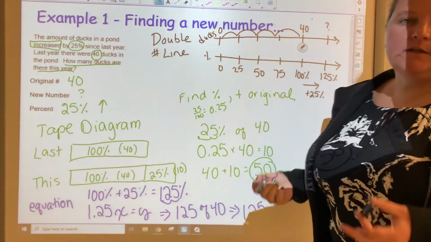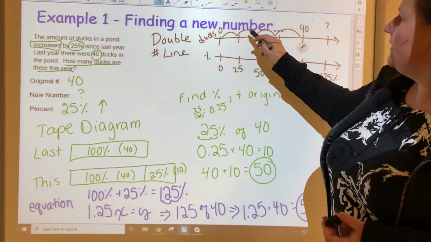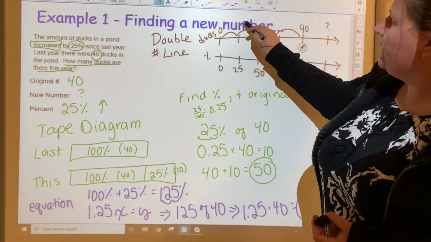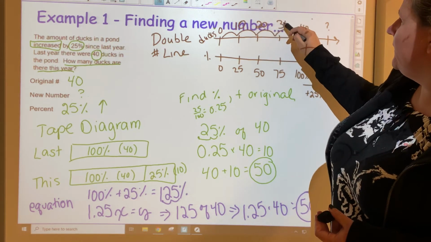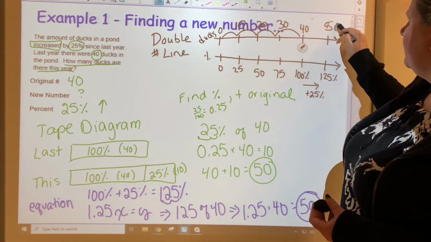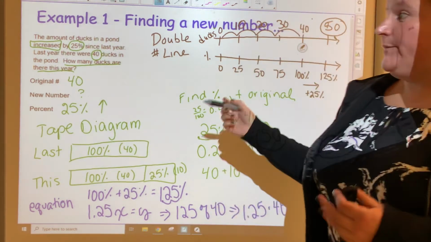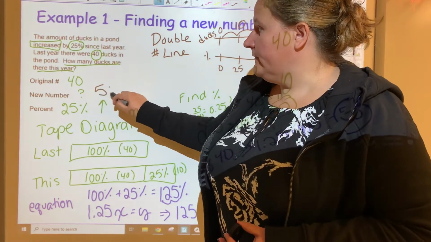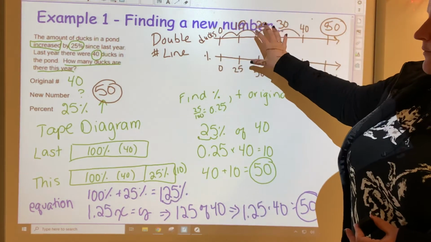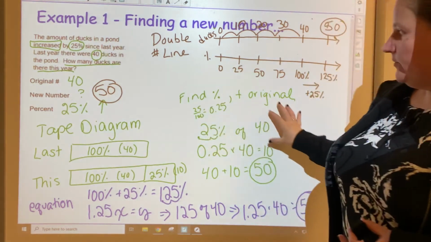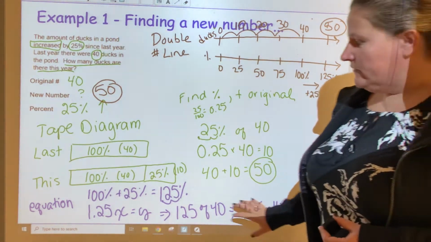So I'm gonna think 40 divided by 4 is going to give me 10. So that means I'm counting by 10. So 10, 20, 30, 40, 50. I got 50. So to answer the question, how many ducks are there this year? There are 50. And we got this answer 3 different ways: double number line, finding the percent of the original and then adding it to the original, and writing an equation.